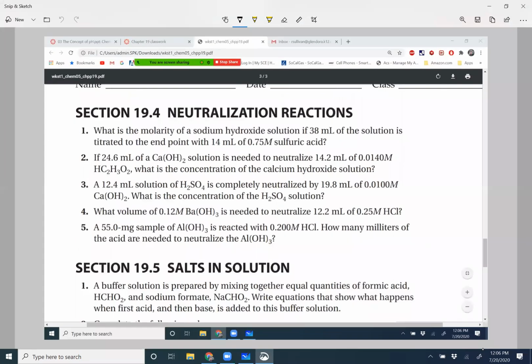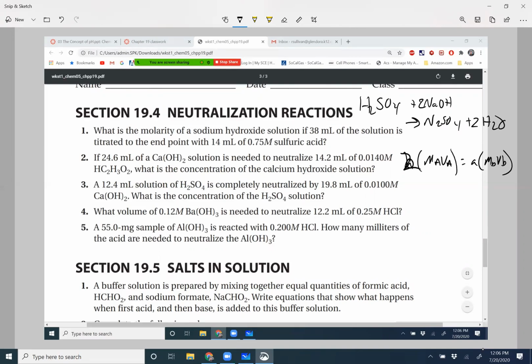The first thing to do is to write the actual neutralization reaction. So in this case, it says we have some sulfuric acid, and we're going to react that with sodium hydroxide, and that will do exactly what we did on the other page, where it becomes sodium sulfate and 2 water molecules. So that's a 1-to-2 ratio. So for this problem, we would want to go B times molarity A, volume A, is equal to A times molarity B, volume B. Well, A is 1, so we can ignore that, and then B is going to be 2, so we plug in a 2 there.